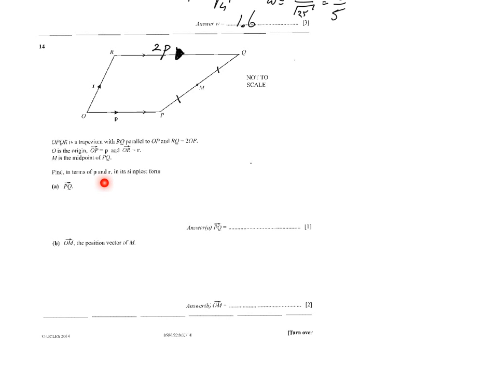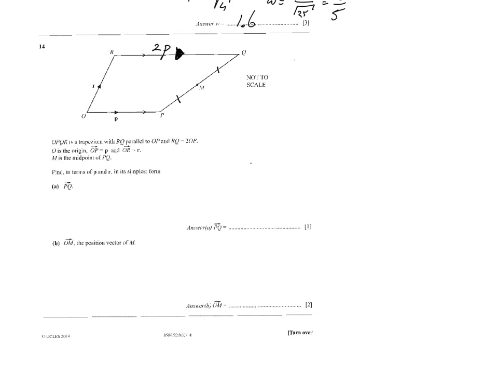Find, in terms of P and R in its simplest form, PQ. So from P to Q. Now, can I go directly from P to Q? I have no information there, only that M is the midpoint. So I cannot go directly from P to Q. So I take a bit of a detour and go from P to Q taking this route.